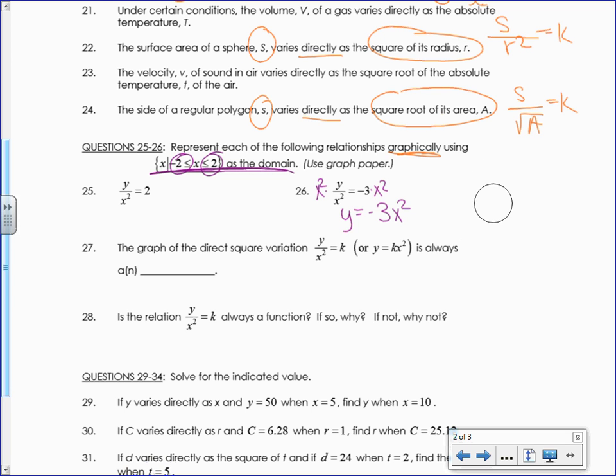Now, just like the last graphing question, 27 is an odd, so you didn't have to do this one. But if we look at this, it says the graph of a direct square variation, which looks like this, just like number 26, is always what? Well, hopefully you all see that y equals something squared. That's a quadratic.